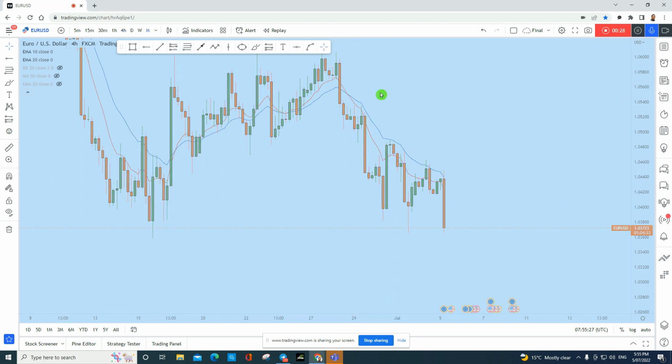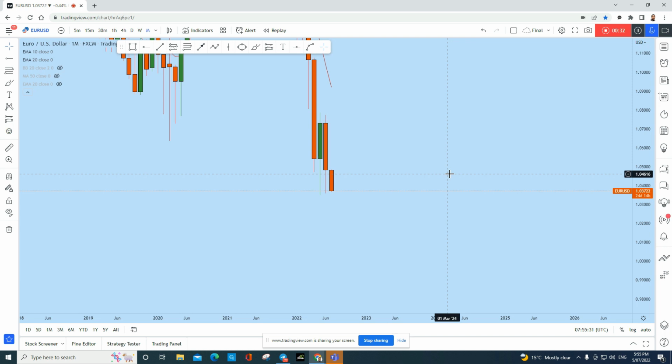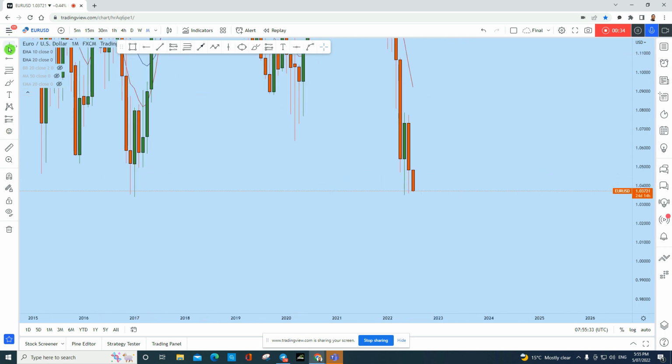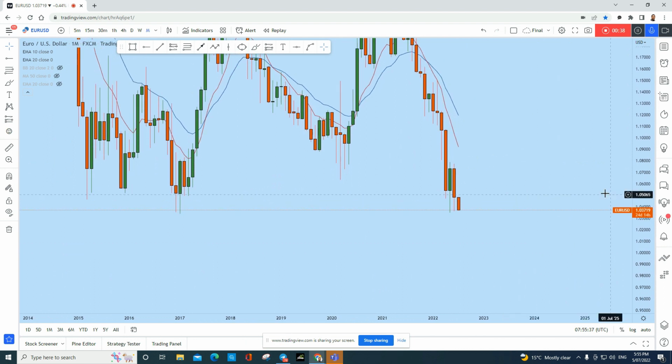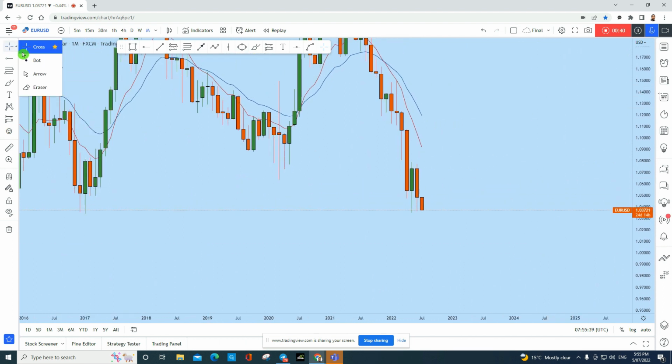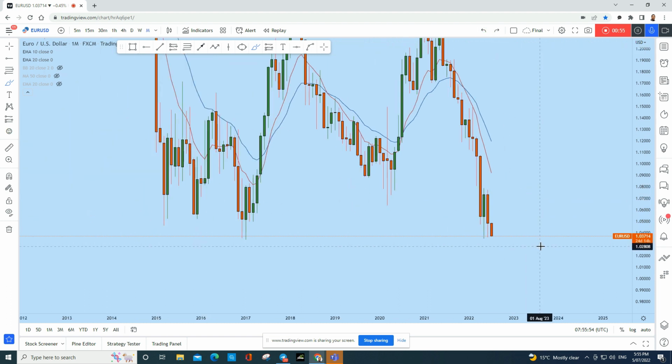First of all, let's see the bigger picture. Why? Because the bigger picture, that means the monthly and weekly time frame, is where you can find the clear direction in the market, removing all the noise from the lower time frame. If you look at the EUR/USD monthly chart, this is the monthly candle that just closed last week, and we see that this monthly candle closed as a bearish engulfer.